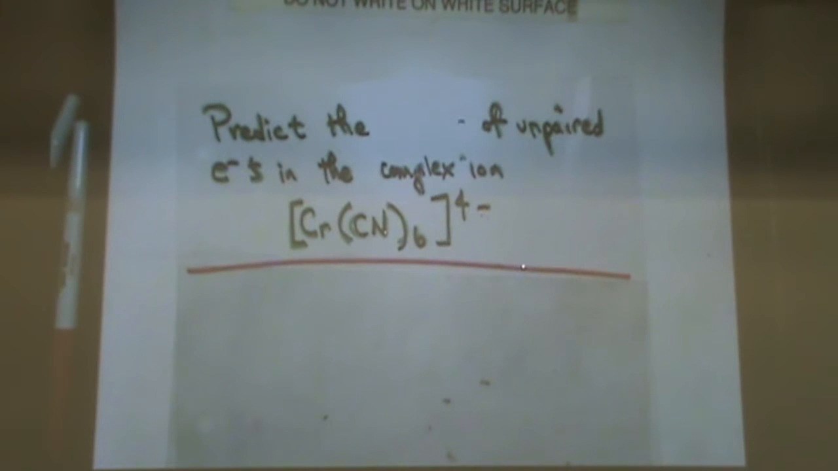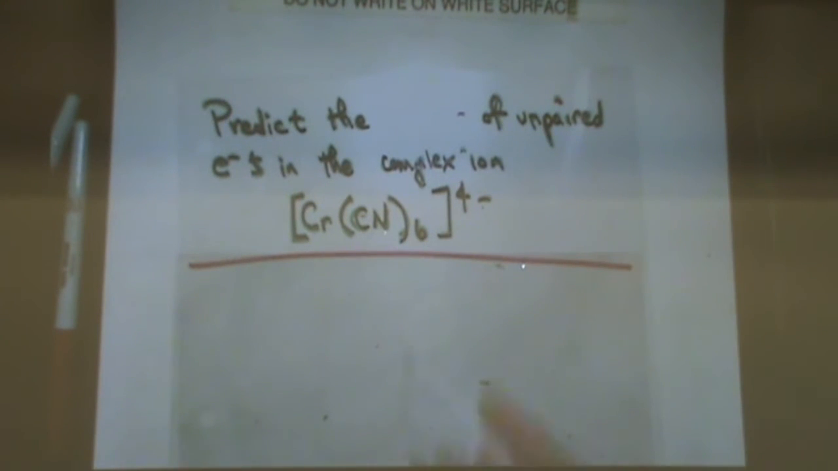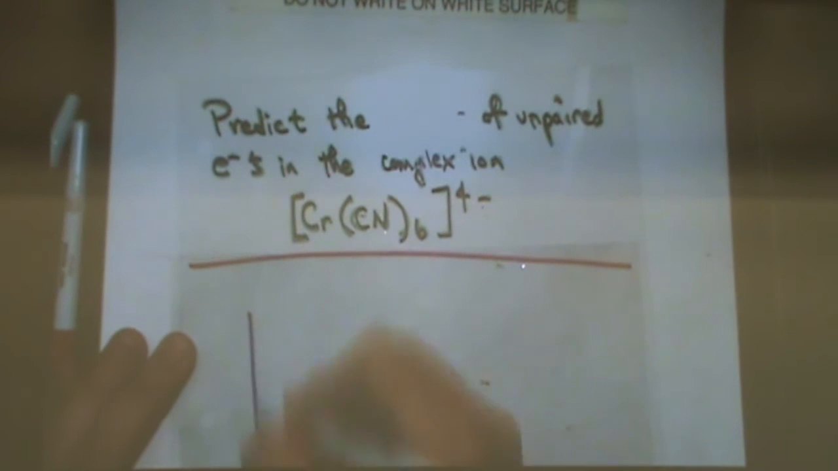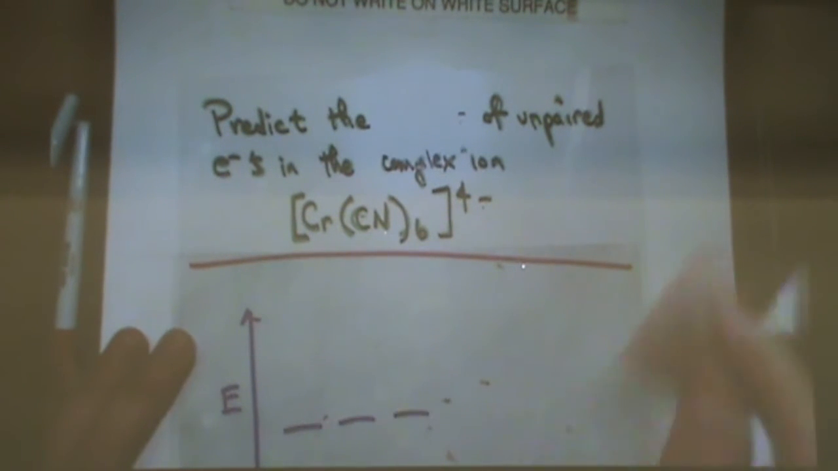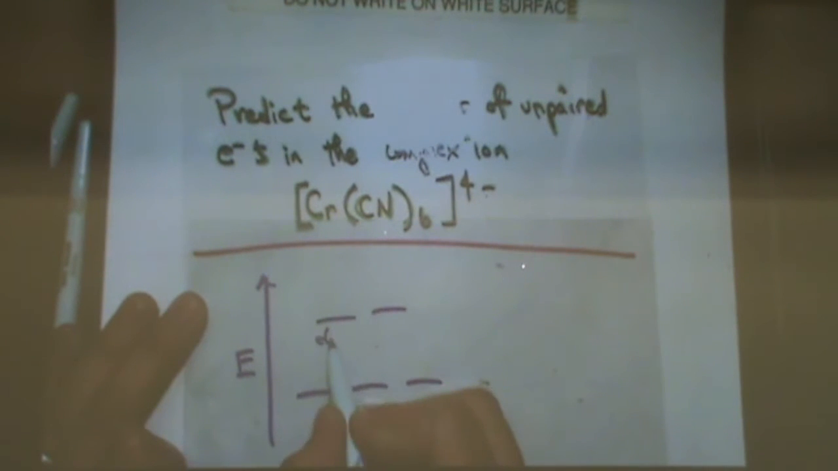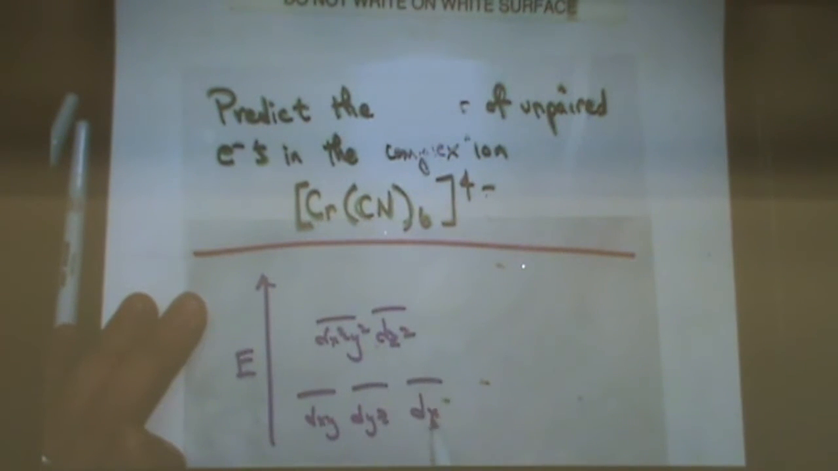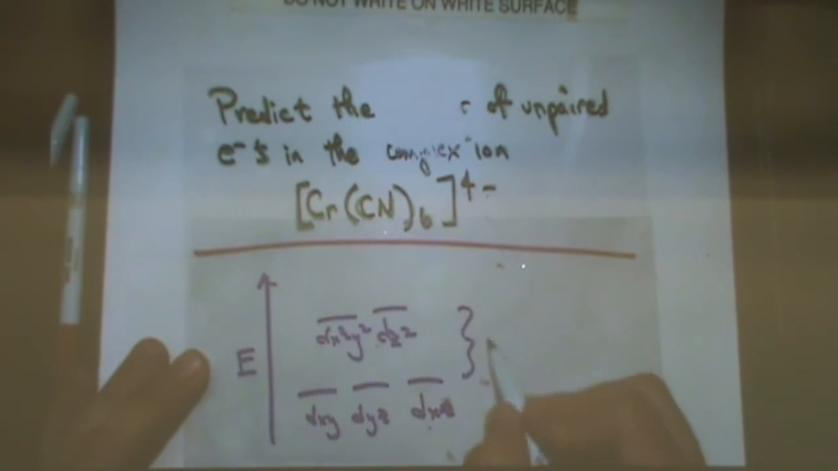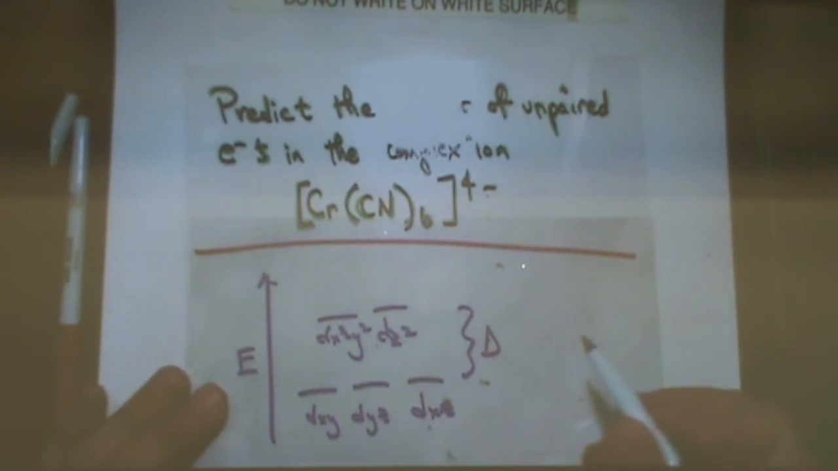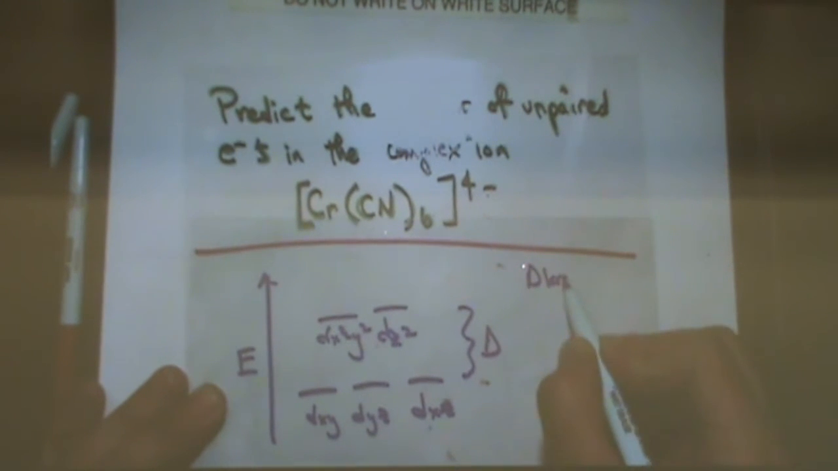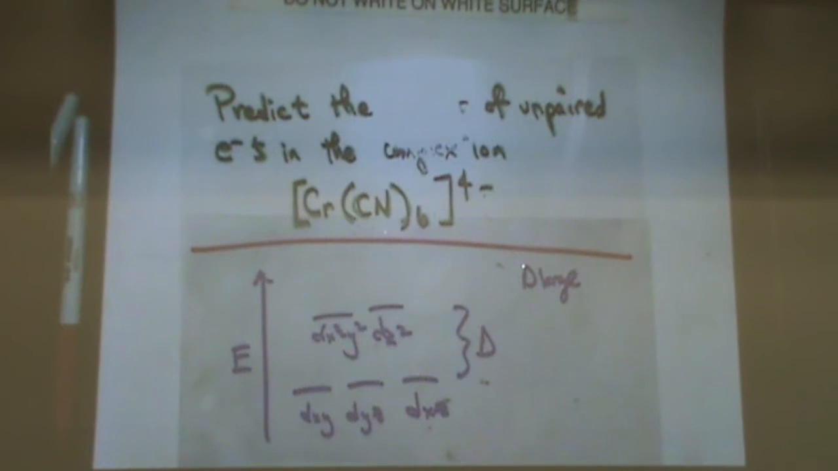Okay, so for this one, predict the number of unpaired electrons in a complex ion. You see 6. And let's just draw this out completely so we're all good. For octahedral, just make sure you label everything: dx squared minus y squared, dz squared, dxy, dyz, dxz. Got our delta here. Delta is large or small? Delta is large because CN, if you look on the spectrochemical series, is pretty far up at the top.